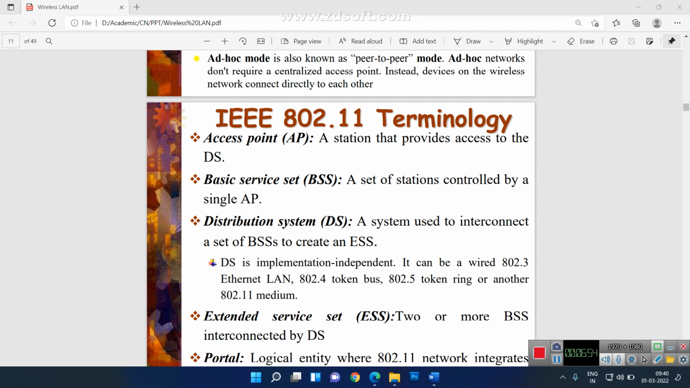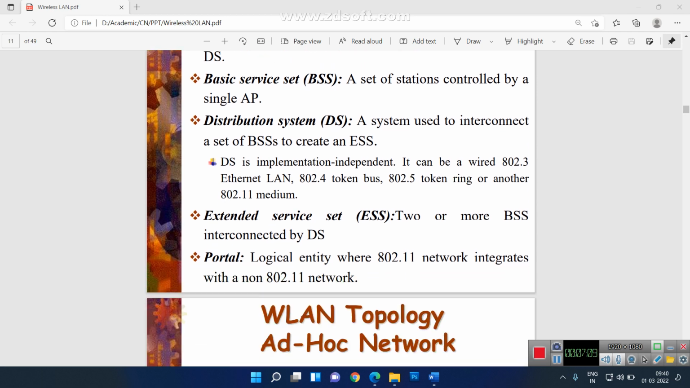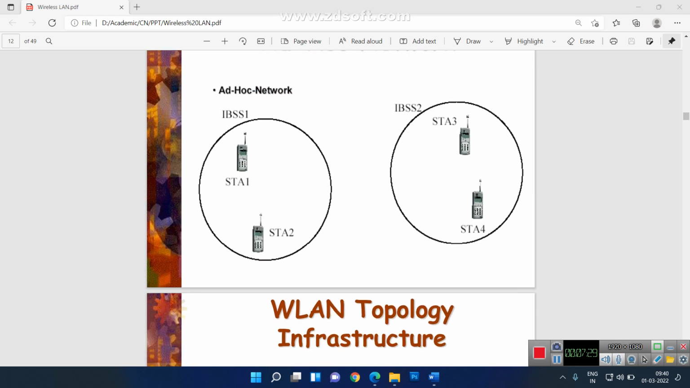Another thing is the distributed system. The distributed system is used to interconnect a set of basic service sets to create an extended service set. That is what we call a distribution system. The next thing is the extended service set. Two or more basic service sets are called an extended service set. And then the portal. The portal is a type of entity used to integrate a non-802.11 network.